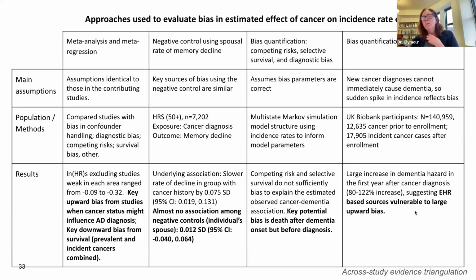And then Jingshuan's work, where he actually looked in electronic health record data sets, largely in UK Biobank, showed a very large increase in dementia hazard in the first year after cancer diagnosis, an 80 to 120% increase. And as we drill down, we really think this is about diagnostic bias. If you have an older adult who's been doing their thing, maybe having a little bit of cognitive impairment, and then they get screened for cancer and diagnosed with cancer, and suddenly they're having a lot more engagement with the healthcare system, they're much more likely to be diagnosed with dementia.